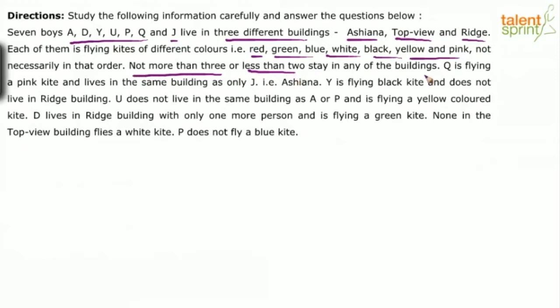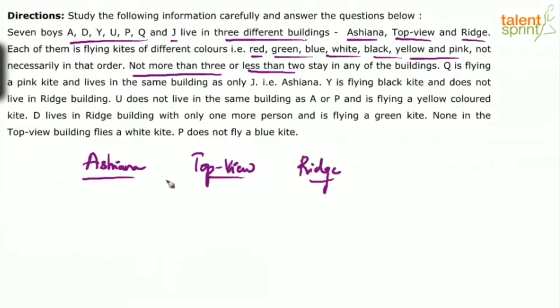Because not more than 3 and not less than 2 should stay in any one of the buildings. And I think the easier way of solving such questions would be to go by the building names. I mean, you kind of group them according to the buildings. Usually we list down the names of these persons and assign the 2 parameters. But in this case, since there are 3 buildings and there will be minimum 2 boys in each of the buildings, let us group them according to the building names. So Ashiana, then we have Top View and Ridge.